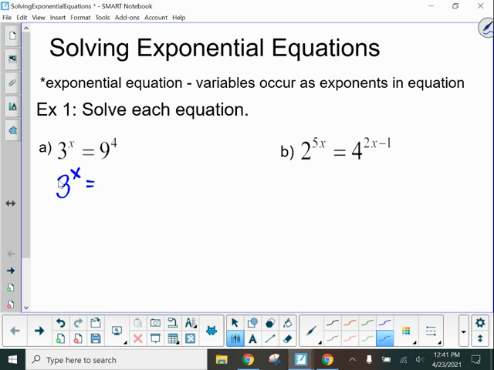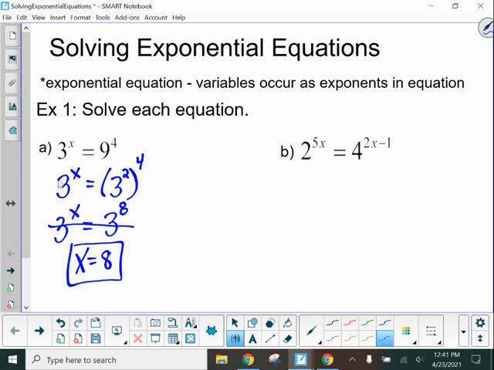So I have 3 to the x equals 9 is 3 squared, and then that's to the 4th power. Now, with the 3 squared being to the 4th power, when you have powers to powers, you are able to multiply exponents. So 3 squared to the 4th is going to be 3 to the 8th power. When we get to this point where you have a base equal to a base, you can cross out the bases and set the exponents equal. Well, in this case, there's no additional algebra needed to solve, and so your answer is that x equals 8.